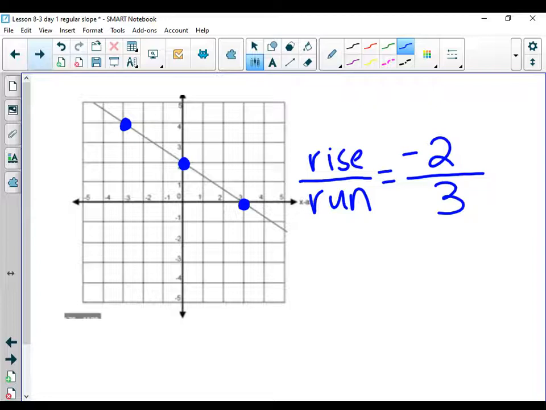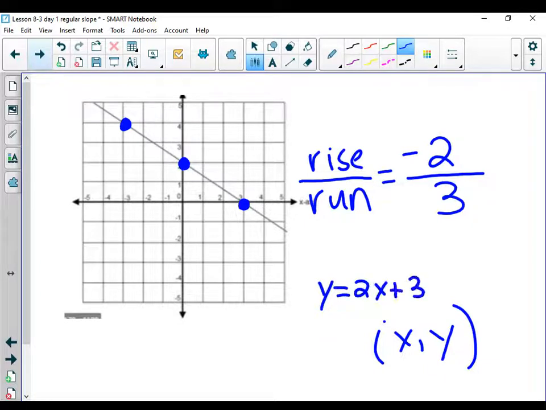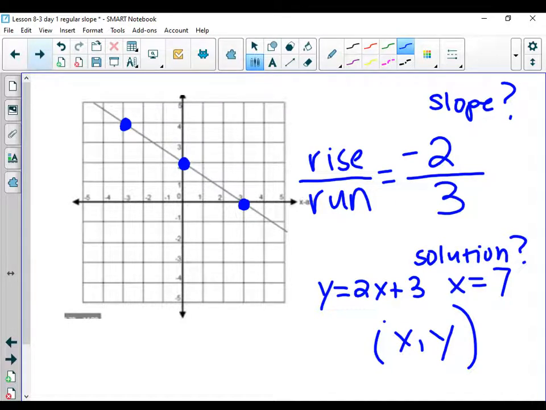What do you do if there's a solution, like on the homework, if they asked us for an X and a Y? That's a different question than what's the slope. Oh, so two different types of questions. This one asks, what is the slope? This one asks, what is the solution? That's a good question. Two different types of problems.